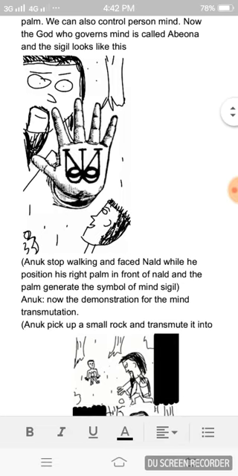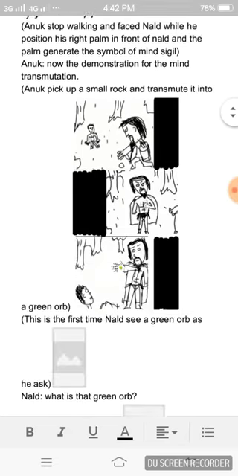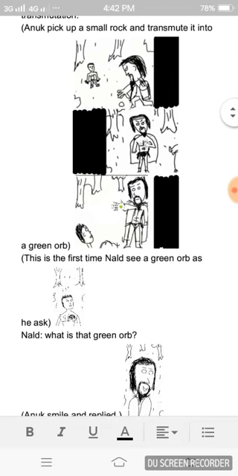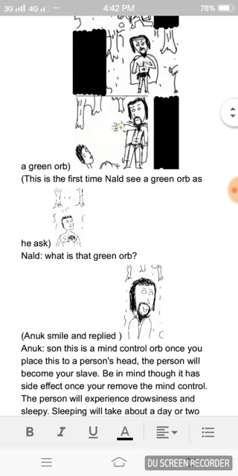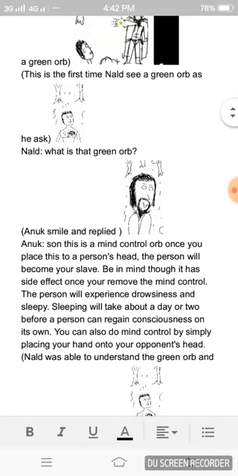Now for the demonstration for the mind transmutation. Anak picked up a small rock and transmuted it into a green orb. This is the first time Nald saw a green orb, as he asked, "What is that green orb?" Anak smiled and replied, "Son, this is a mind control orb. Once you place this on a person's head, they will become your slave.